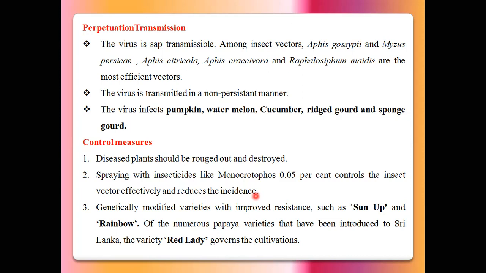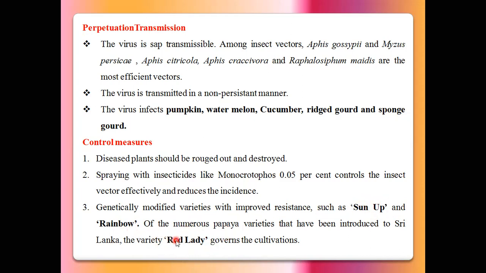Then grow resistant varieties for papaya mosaic virus, tobacco leaf curl virus, and ring spot virus. Regarding the ring spot virus, two resistant varieties were developed by IARI New Delhi: Sun Up and Rainbow. These two varieties were developed using a genetically modified technique, so they are GMO varieties. Red Lady and these varieties also resist ring spot virus and some other mosaic and leaf curl diseases.